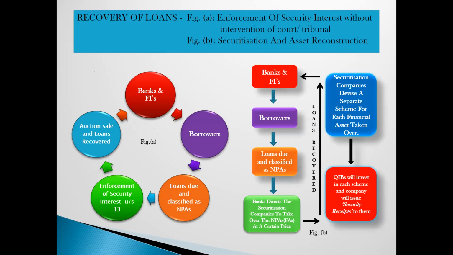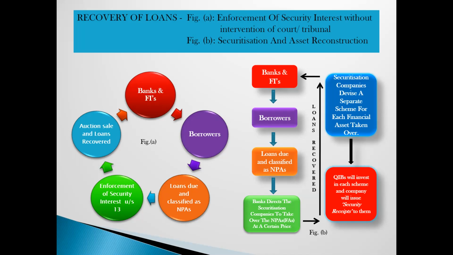Now the figure A. The figure A denotes the enforcement of security interest without intervention of court or tribunal. So how does the process go? The banks and FIs lend to the borrowers. Loans due are classified as NPA if they are not able to pay. Then enforcement of the security interest under section 13, auction sale, and loans recovered. So there is no intervention of any court here. It is all done internally.